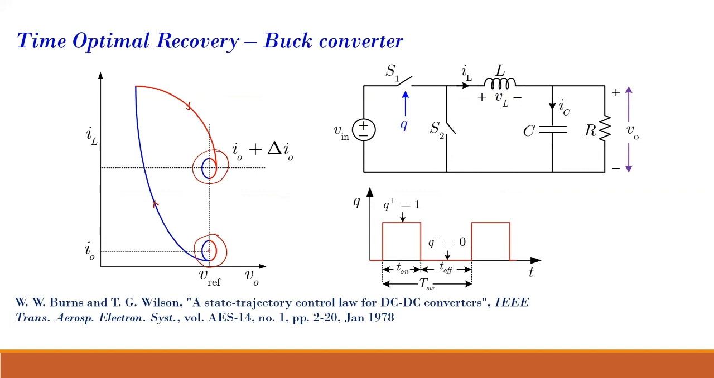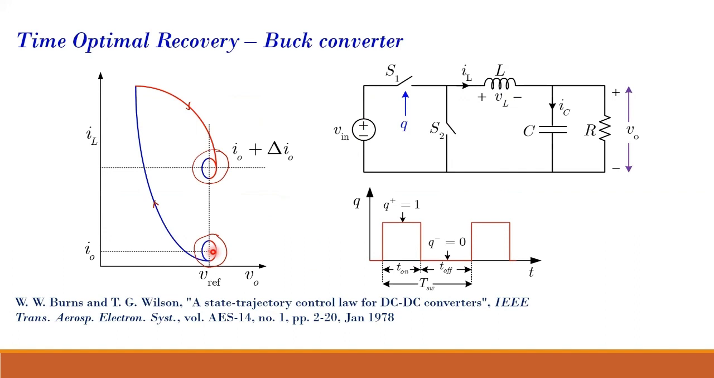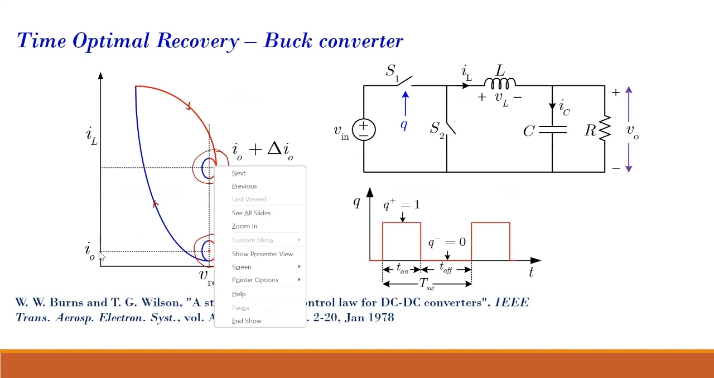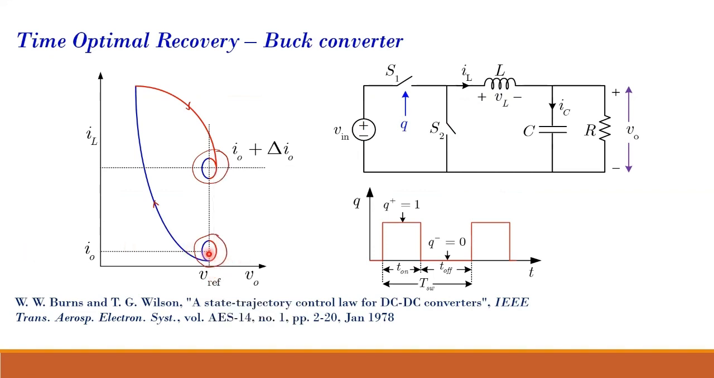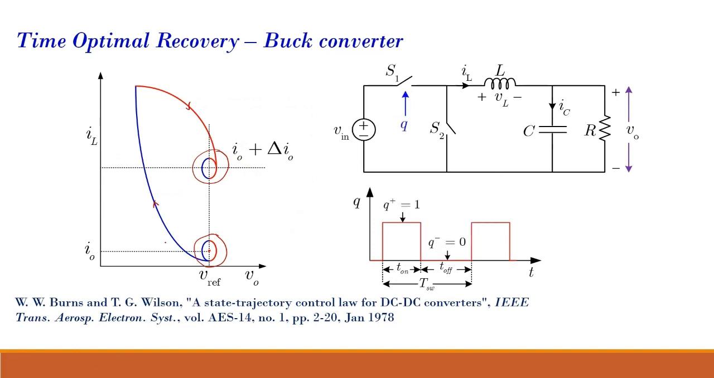This is the previous operating point, and now I want to go to this operating point. My output voltage will remain at the same value, at the reference value. But my inductor current must go from this state to this state because my load has changed from I0 to I0 plus delta I0. So my VREF is not changing. I want my output voltage to be regulated at this value.